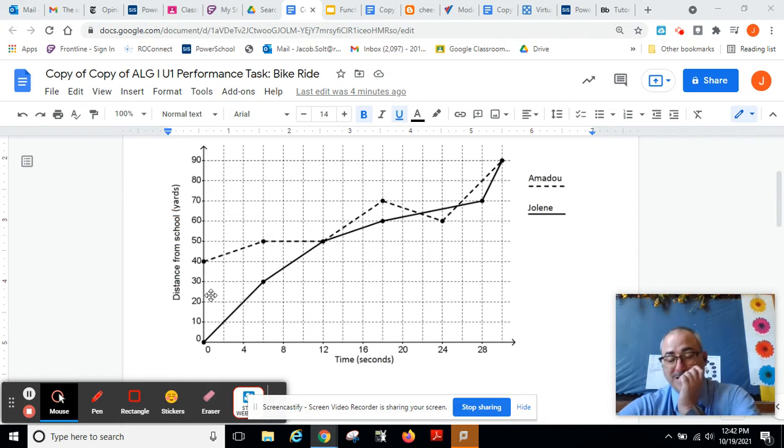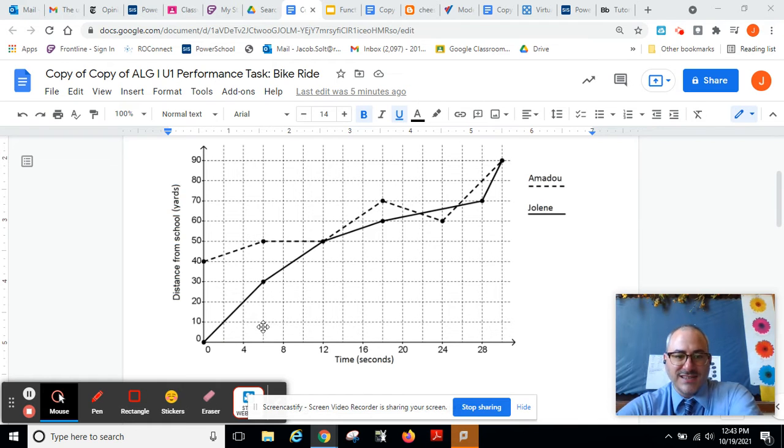Think of it like a sled on a snowy hill. The steeper the slope, the faster you're going, right? The steeper the slope, the faster the person is going. In this case, they're going away from the school. They're both moving away from the school. Their distances are going up. That's how we know they're getting further away from the school. But the fact that this line here is steeper than this line here means Jolene is moving faster than Amadou is for those first 6 seconds.